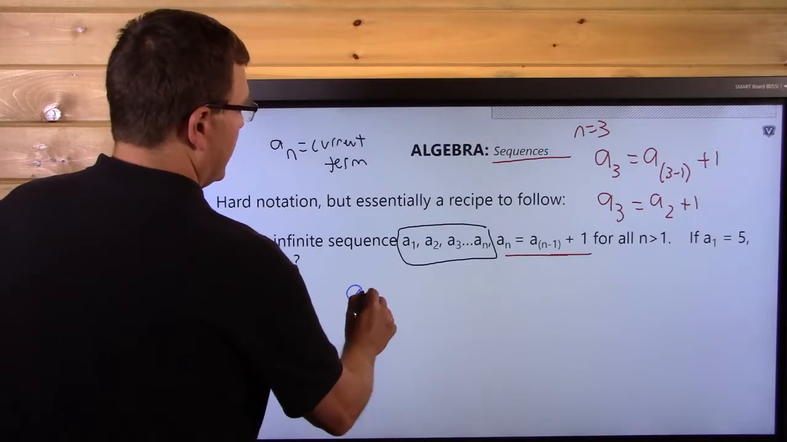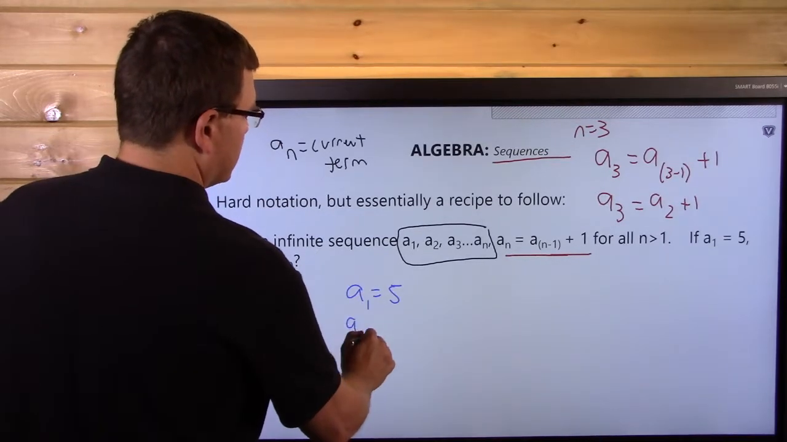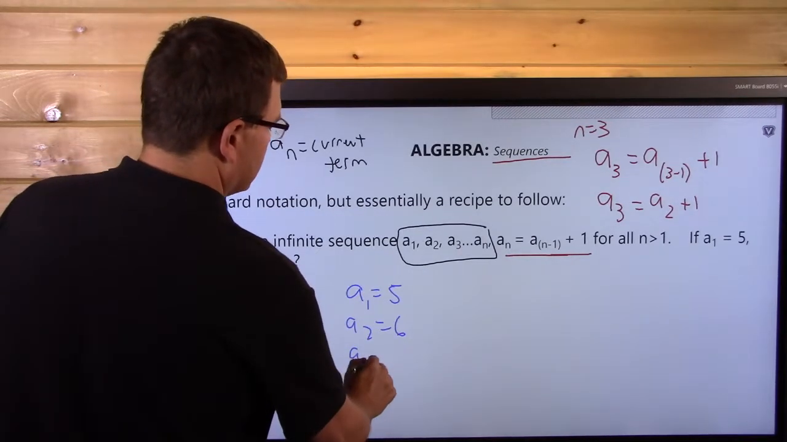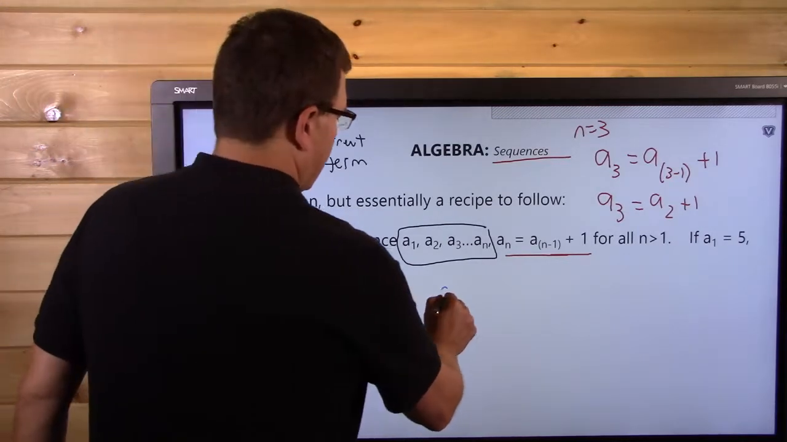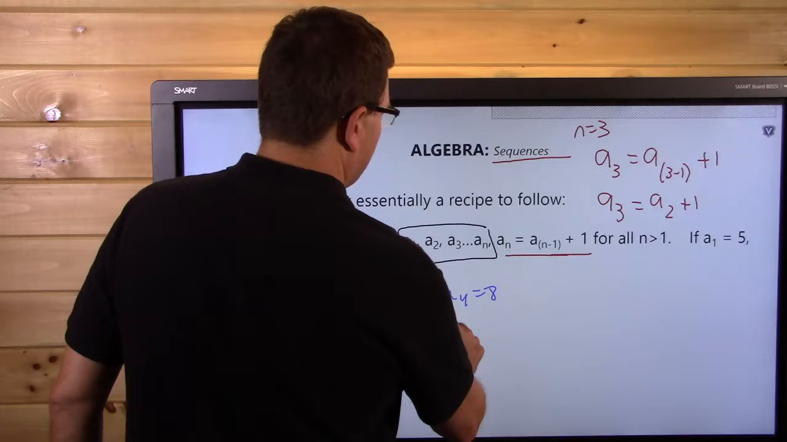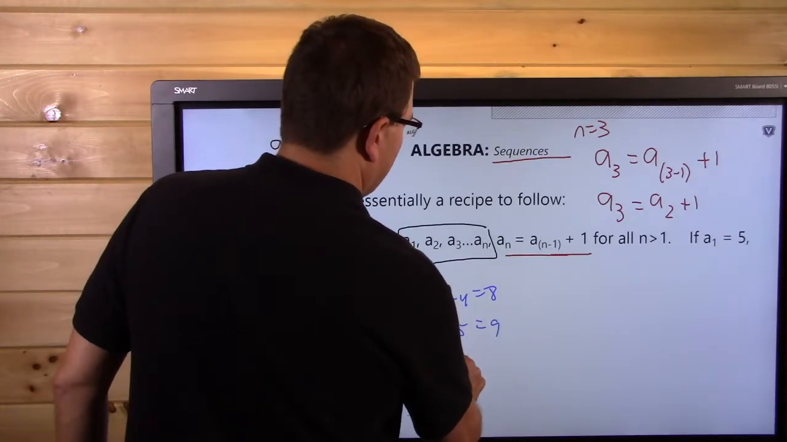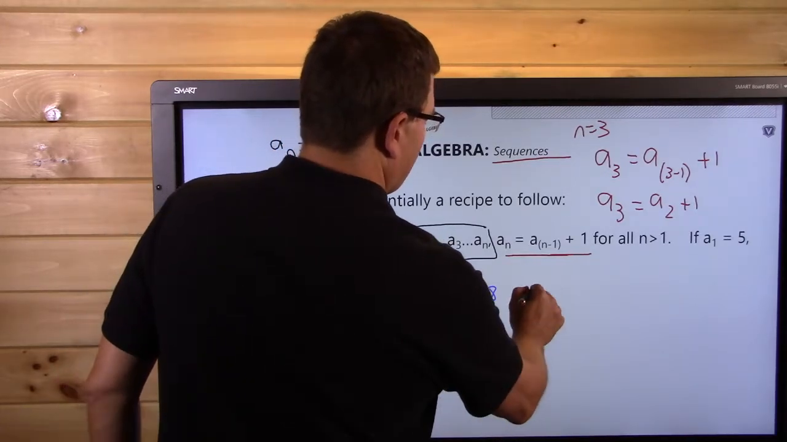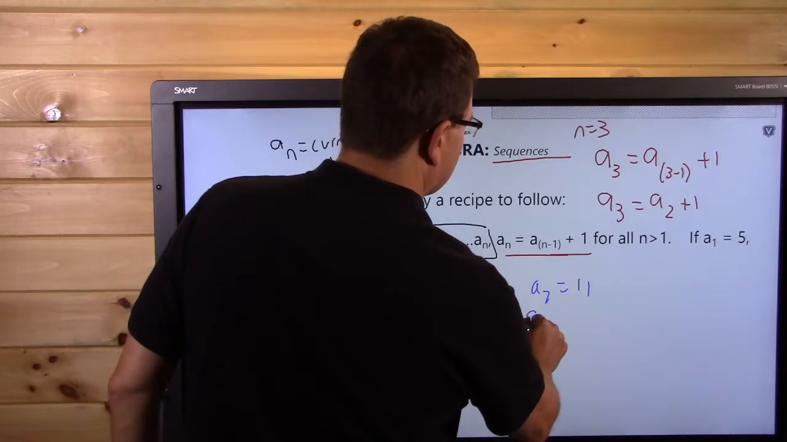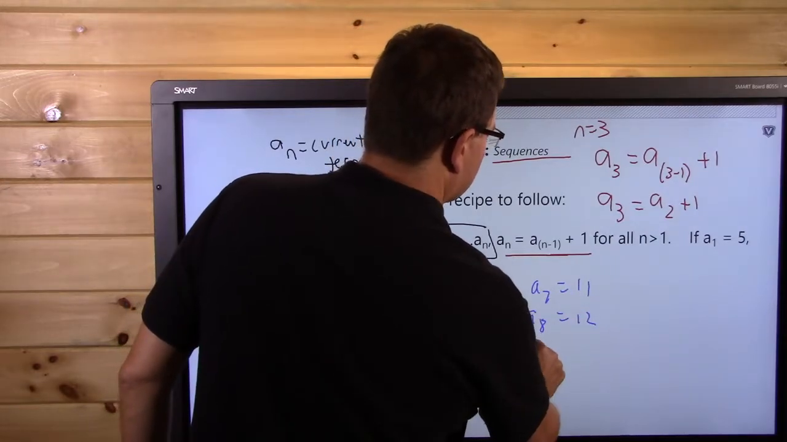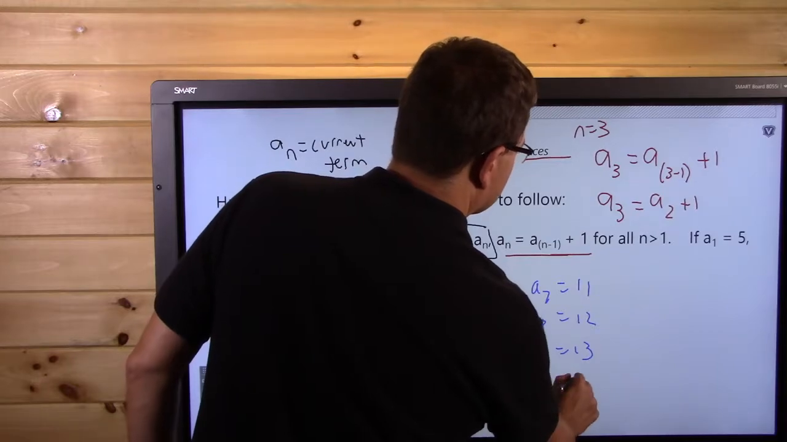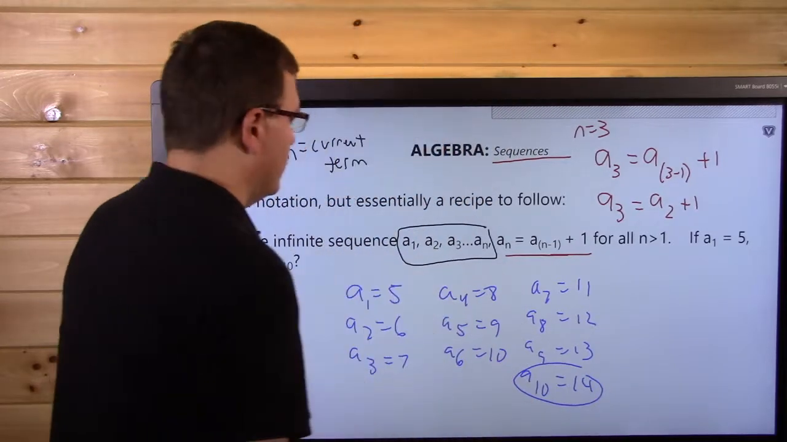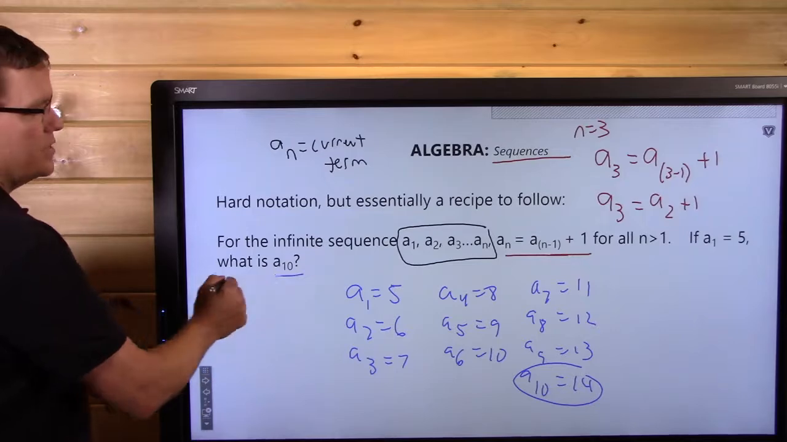So we know that a sub 1 is 5. That means a sub 2 is 6. That means a sub 3 is 7. Right? We could keep going. We could say a4 is 8. A5 is 9. A6 is 10. A7 11. A8 12. A9 13. And A10 is 14. So what is a sub 10? A sub 10 is 14.